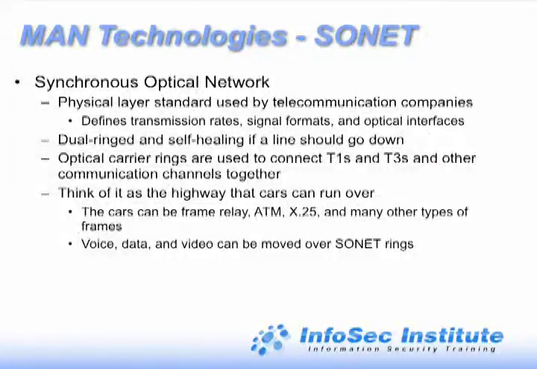Okay, SONET, synchronous optical network. It's a physical layer standard used by the telecommunications companies. It's a dual ring and self-healing if the line should go down. This optical carrier ring is basically used to connect T1s and T3s and other communication channels together. Think of it as a highway that cars can run over, so there are lots of on-ramps. Cars can be frame relay, ATM, X.25, and many other types. SONET is still used today, connecting to a lot of networks over ATM.